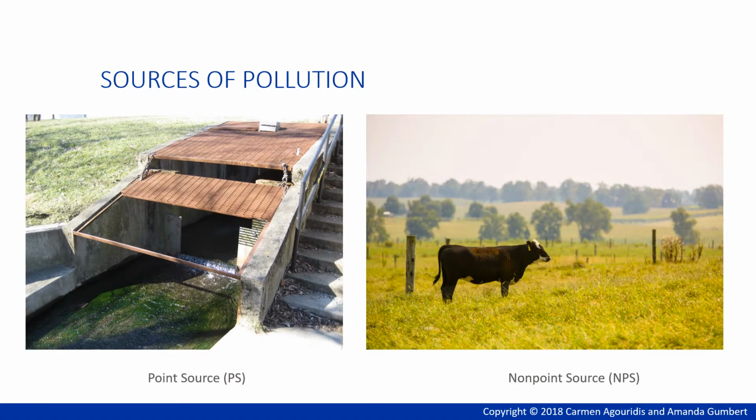Pollution is classified as either point source or non-point source. Point source or PS pollution is pollution that originates from a specific location such as a pipe. Non-point source pollution, or NPS, is pollution generated from many diffuse or widespread sources. Examples of NPS include sediment from agriculture, construction, or timber harvesting operations, oil and grease from urban areas, and pathogens from livestock, human, and pet waste.